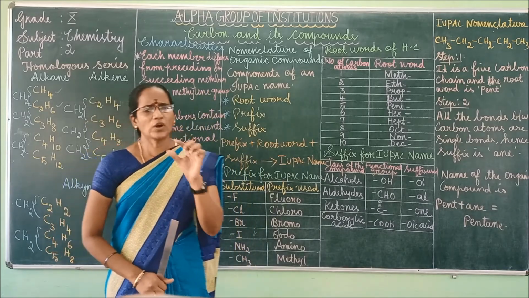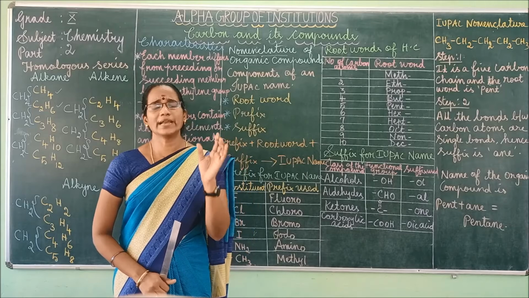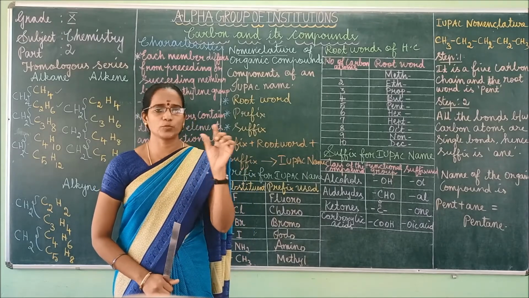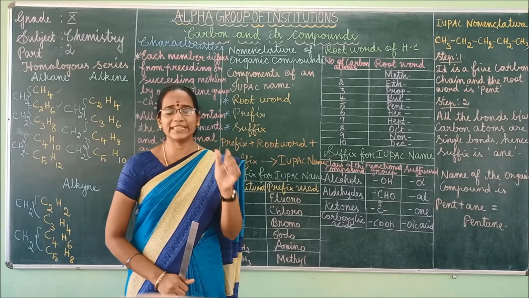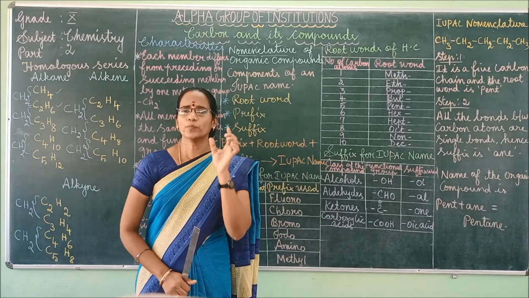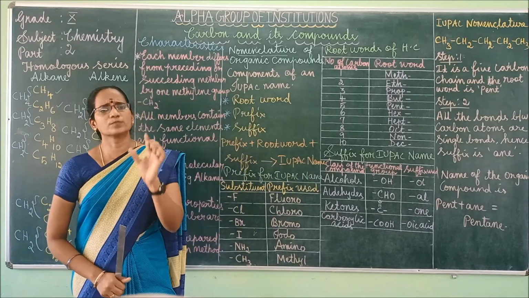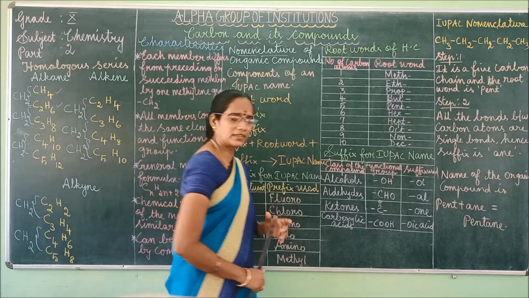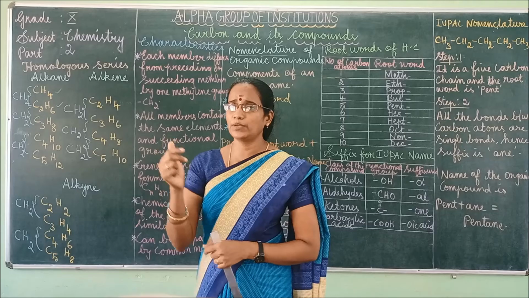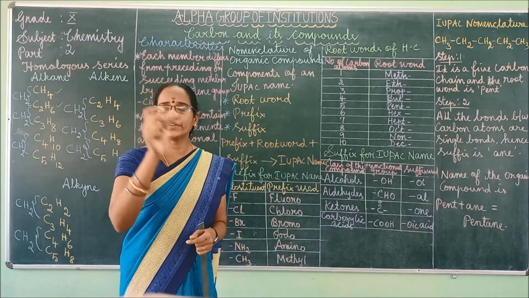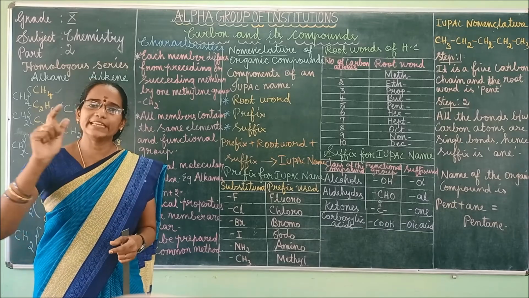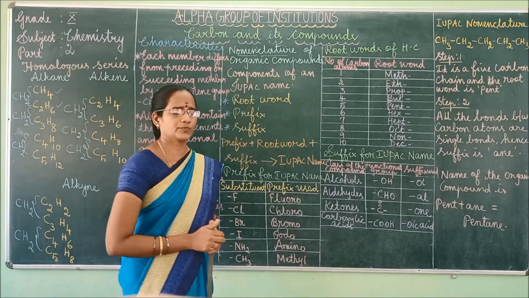If all the bonds in the carbon atoms are single, then suffix A has to be used. A means A-N-E. For alkane we are using the suffix A-N-E. So, if all the bonds between the carbon atoms are single, then suffix A has to be used. At the same time, if all the bonds between the carbon atoms are double, then suffix E has to be used.